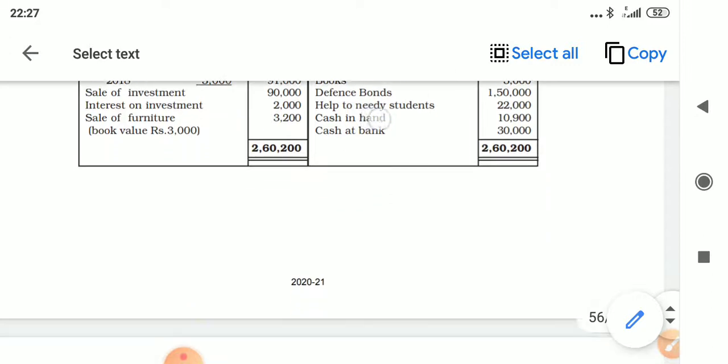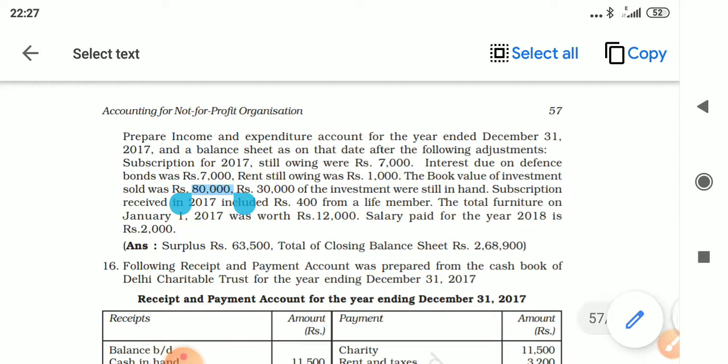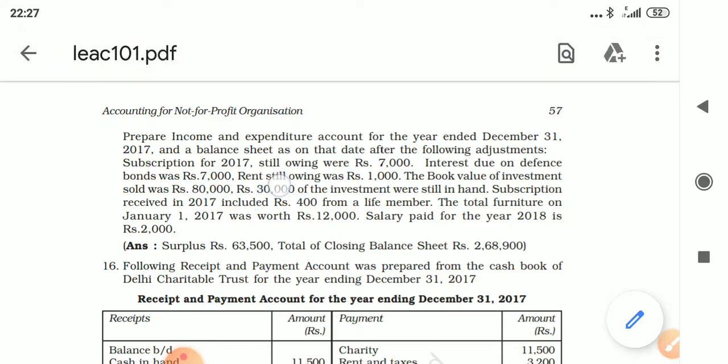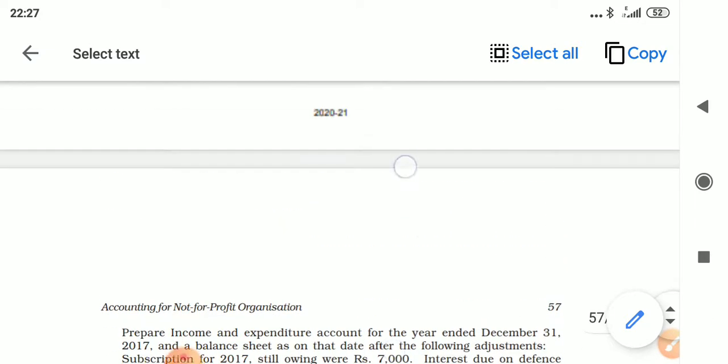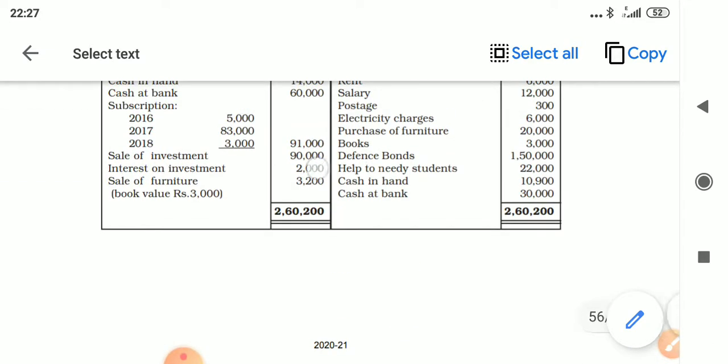Nothing is purchased. In the opening balance sheet, that is 2016 balance sheet, we have to show 80,000 plus 30,000 investment still in hand, 1,10,000. 1,10,000 will be shown in the asset side of opening balance sheet, 2016 balance sheet. In the closing balance sheet, 30,000 alone will be shown in the asset side. Next, interest on investment is 2,000.